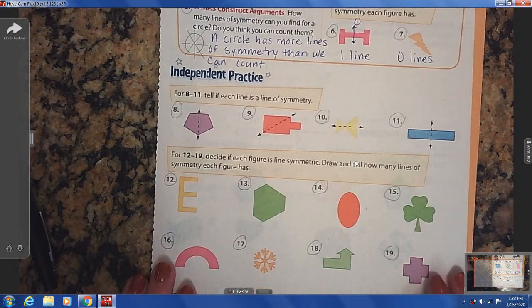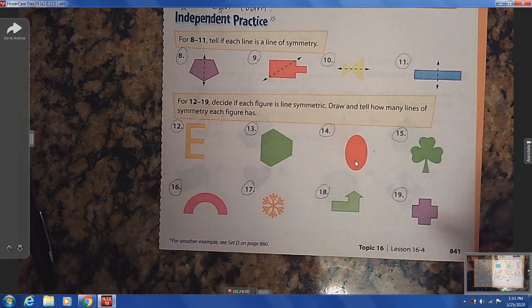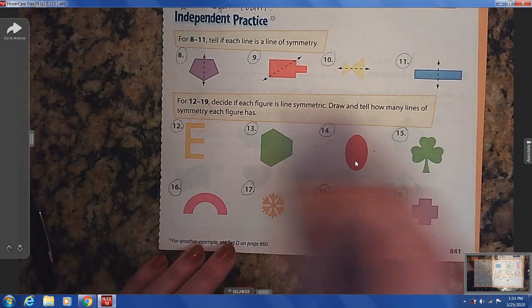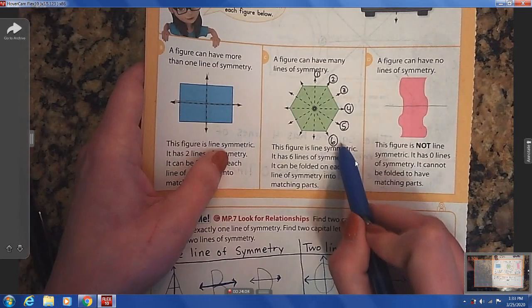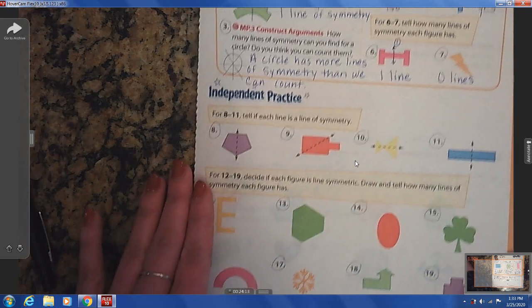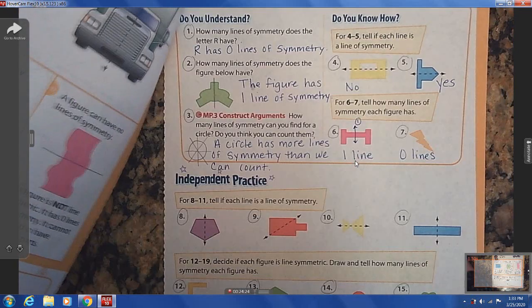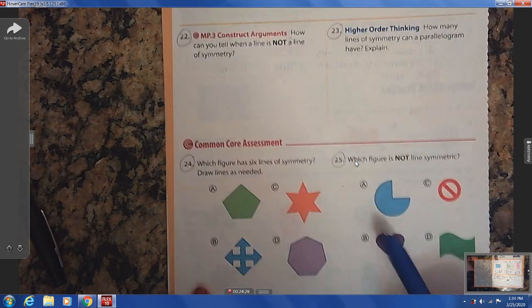So my advice for when you get down to 12 through 19 is when you're drawing your lines of symmetry, it says draw and tell how many lines. Just count them like I did in the example here, because it'll help you stay organized so that you're writing the correct amount of lines. So that is lesson 16.4. Remember that you also have to complete 1 through 25. So this page ends at 19. You have to go all the way up to 25 on the back.